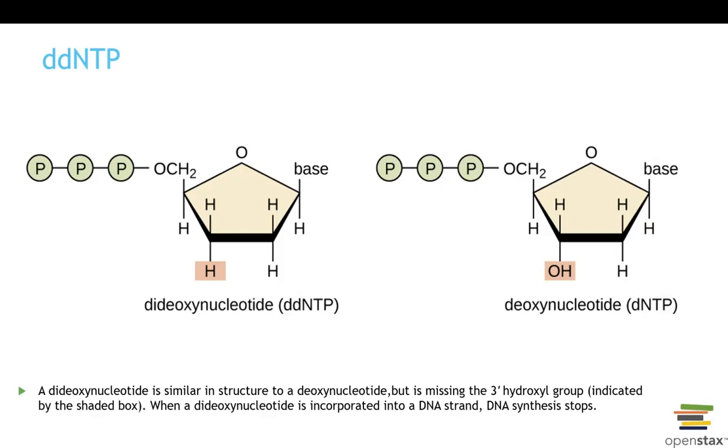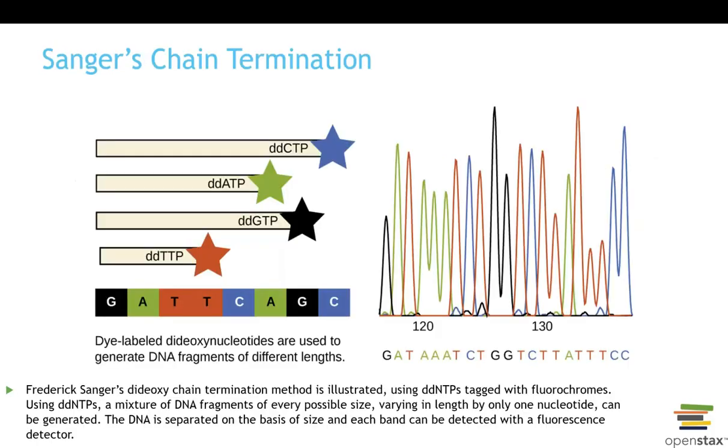so they are missing the hydroxyl group at one of the carbons in their sugar, and usually when they attach to the chain of the DNA that we are making or amplifying, it's going to stop the amplification. So when they attach to the DNA, then the DNA amplification is going to stop, so it's going to terminate by adding this ddNTP. So just giving you this information.